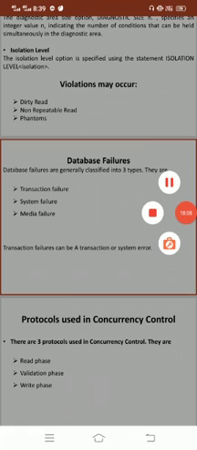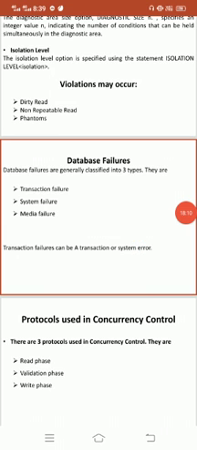Once again, I will repeat transaction failure. Transaction failures can be transactions or system error, local errors or exception conditions detected by the transaction, and concurrency control enforcement. These are the three transaction failures. Some operation in the transaction may cause it to fail, such as integer overflow or division by 0. Parameters may have an erroneous value. There could be a logical programming error.